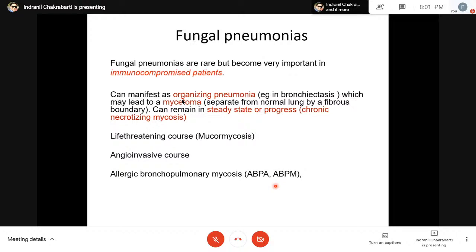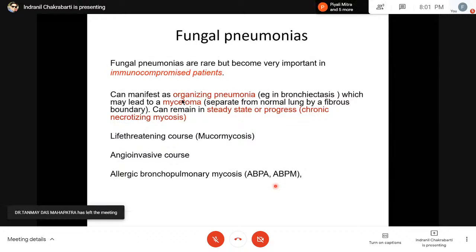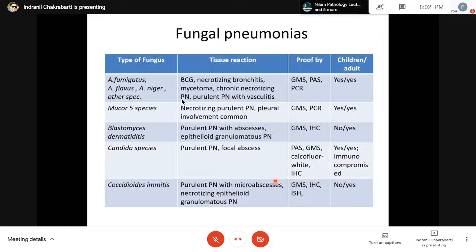chronic necrotizing mycosis. And some fungi like mucormycosis can take a very life-threatening course. Particularly now, we are all aware that post-COVID mucormycosis is very important nowadays. And unfortunately, we lost one of our teachers to this post-COVID mucormycosis. So one should remember that these fungi can take an angio-invasive course, or they may have other types of presentations like allergic bronchopulmonary mycosis. So these are the fungal pneumonias.